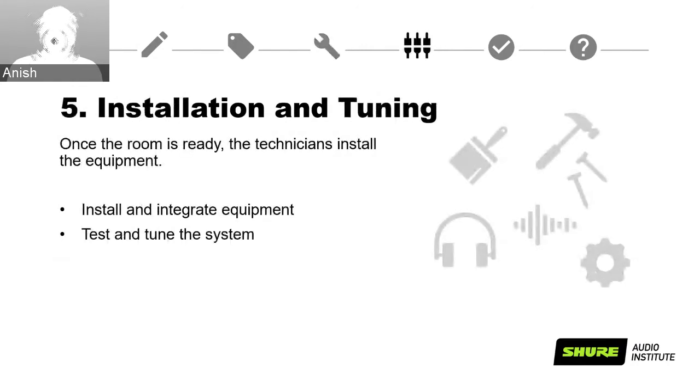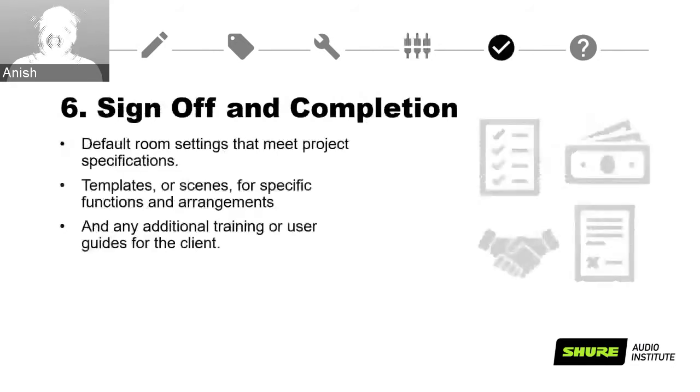The next phase is called installation and tuning. Once the room is ready, it is time to install the audio equipment on site. This includes installing each device, connecting the system and testing the audio. It's important to test the system with real people organized in a realistic setup, in order to make accurate adjustments.